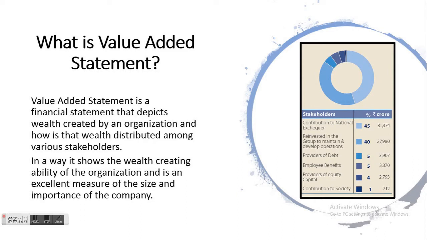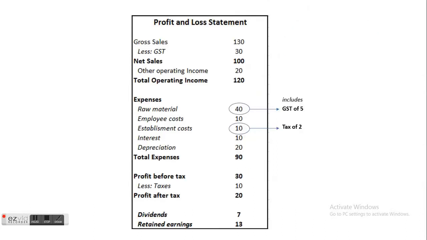I will first make a profit and loss statement, and then through the numbers in this income statement, I will derive the value that each stakeholder gets from the company. Starting with the sales of 130, then comes the GST on sales of 30, which gives the net sales of 100. The other operating income of the company is 20, which gives us the total operating income of 120.